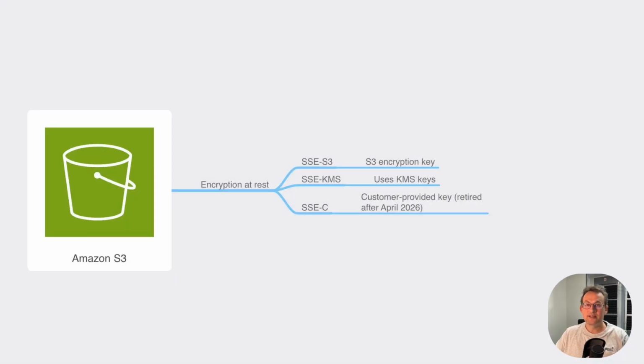Encryption comes in two flavors: at rest and in transit. We need to know both. Encryption at rest means data is encrypted when stored. S3 has three options. SSE-S3 uses S3 managed keys. Super simple, just enable it. SSE-KMS uses KMS keys. Gives you audit trails in CloudTrail. SSE-C means customer provided keys. You manage the keys outside of AWS. For the exam, if they mention audit requirements, think SSE-KMS.